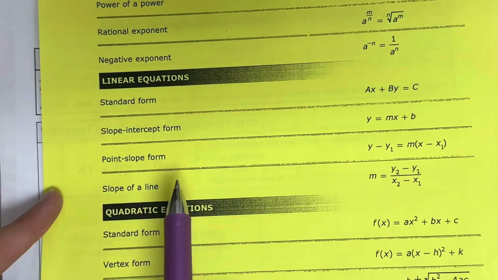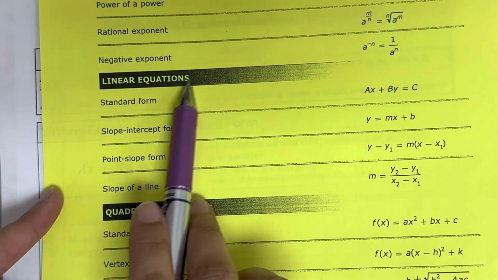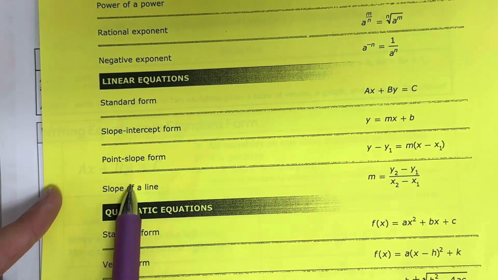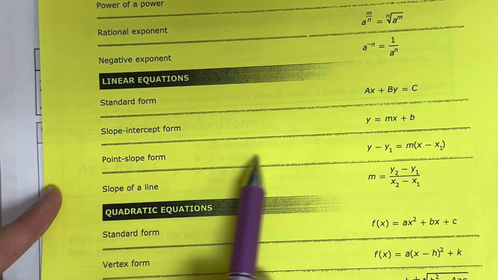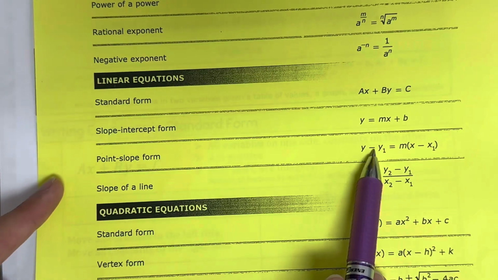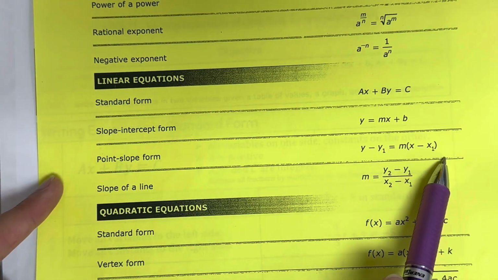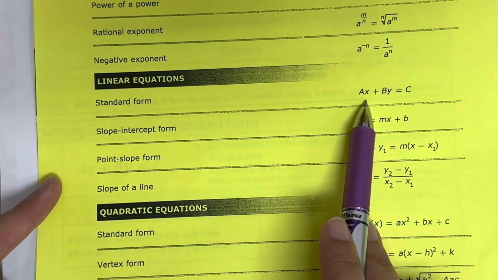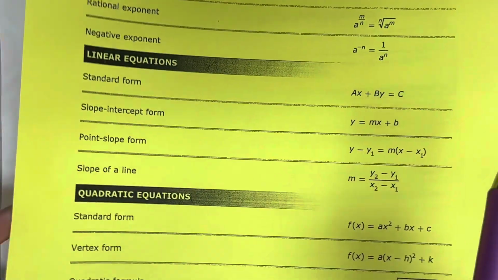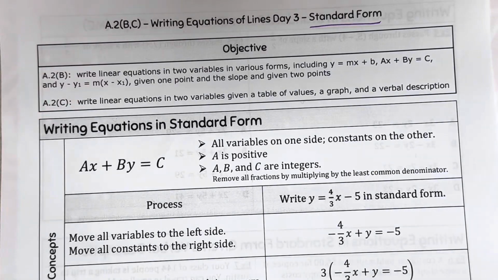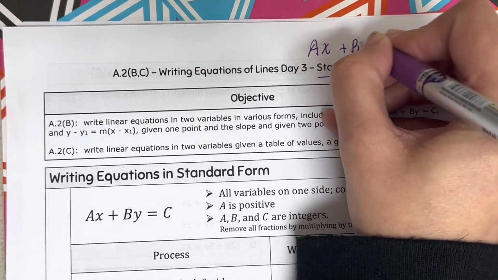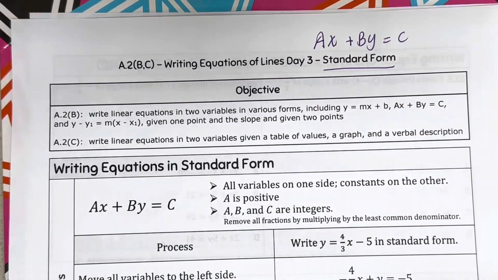Same again on your reference chart, under the linear equations, you have slope intercept form. We are done with those, y equals mx plus b. Then we are also done with point slope form, y minus y1 equals m times x minus x1. And then the third and last one is the standard form, which is ax plus by equals c. So this is what we are working on today. Standard form is ax plus by equals c.